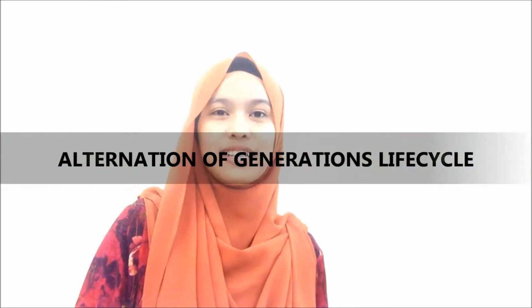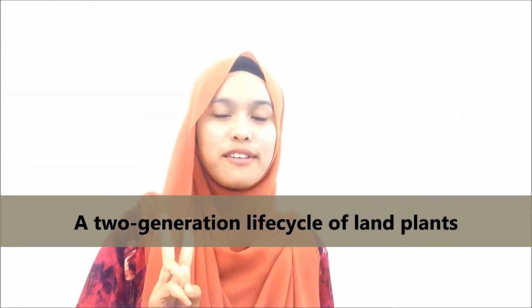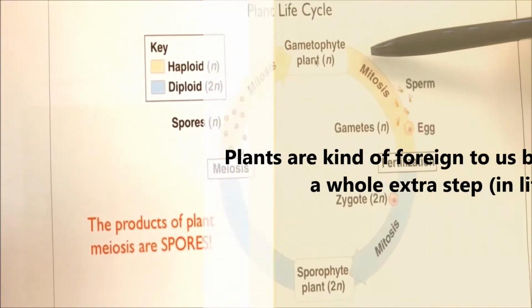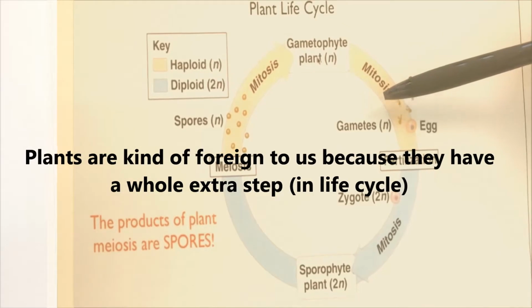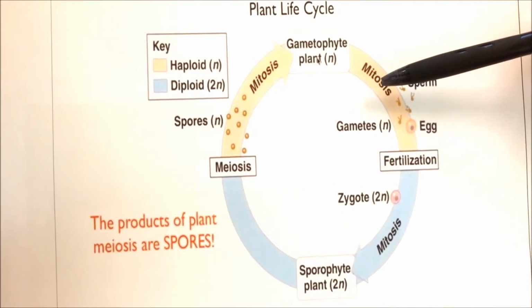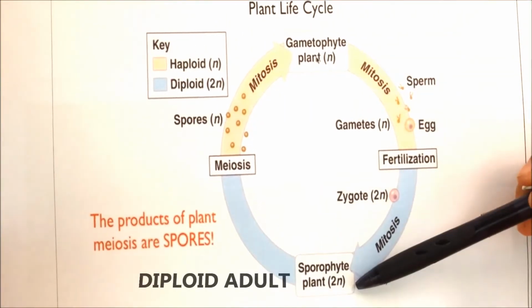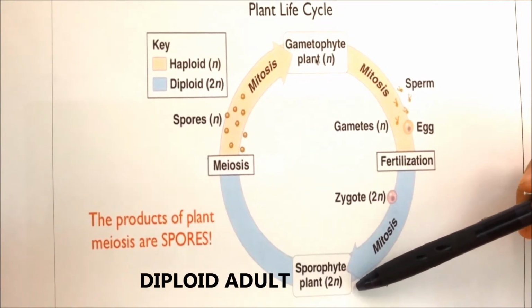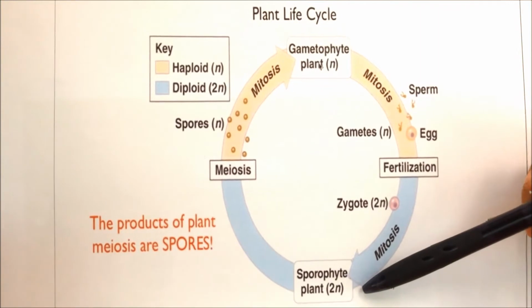So now we're going to look at the alternation of generations life cycle, a two-generation life cycle of plants. So this is now what plants do. Plants are kind of foreign to us because they have a whole extra step. We're going to start with a diploid adult, which is equivalent to an animal. We're going to call it a sporophyte, which is diploid, a 2N generation.